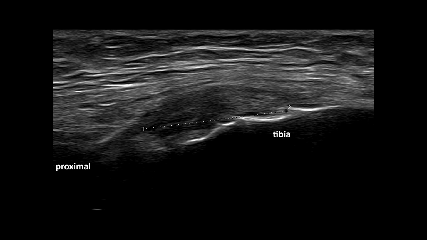This longitudinal view demonstrates the distal insertion of the iliotibial band. The tendon structure appears thickened, with reduced echogenicity and partial loss of its normal parallel fibrillar pattern. These findings are consistent with iliotibial band tendinopathy and its distal attachment.